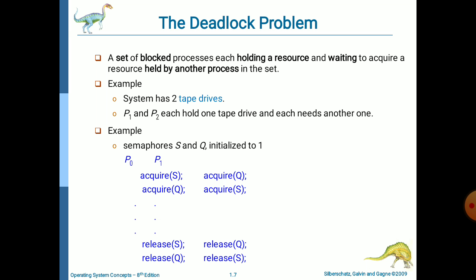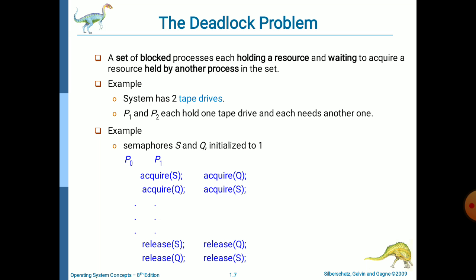Consider the deadlock problem, how it will be. Take a set of blocked processes, each holding a resource. It may be anything: a hard disk, or any drives, or the CPU. A set of blocked processes, each holding resources and waiting to acquire another resource held by another process in the same set.